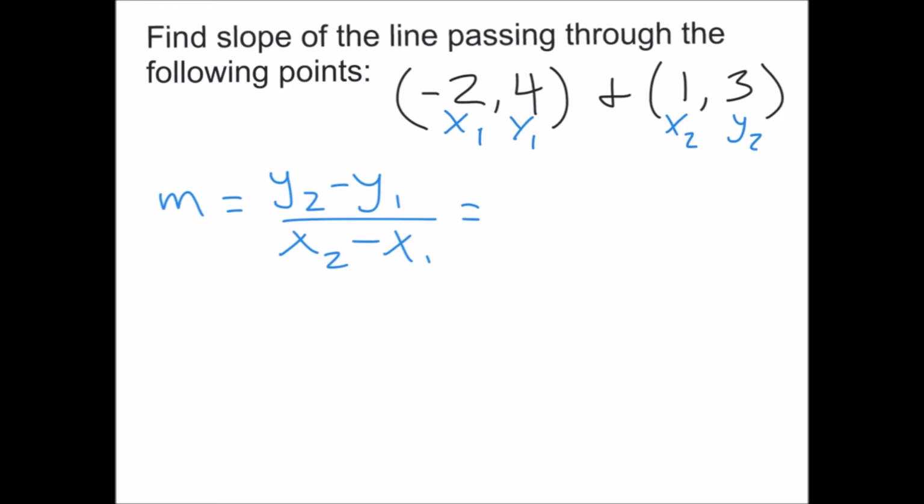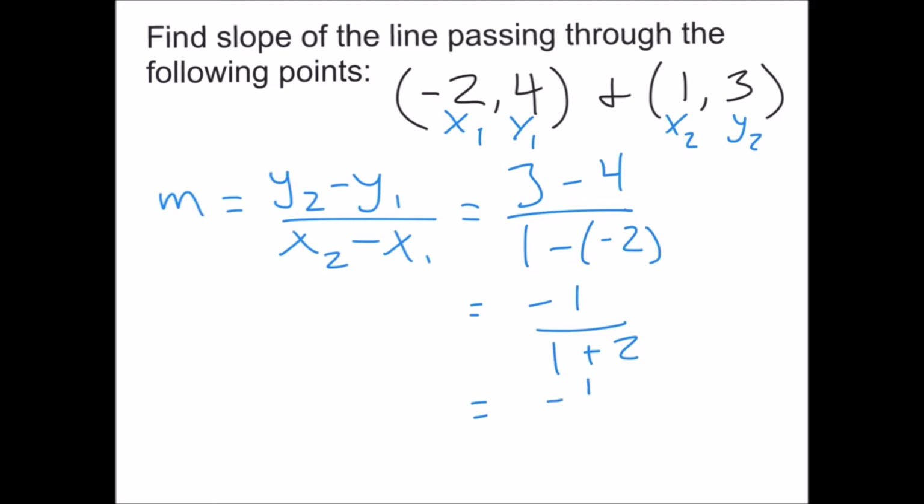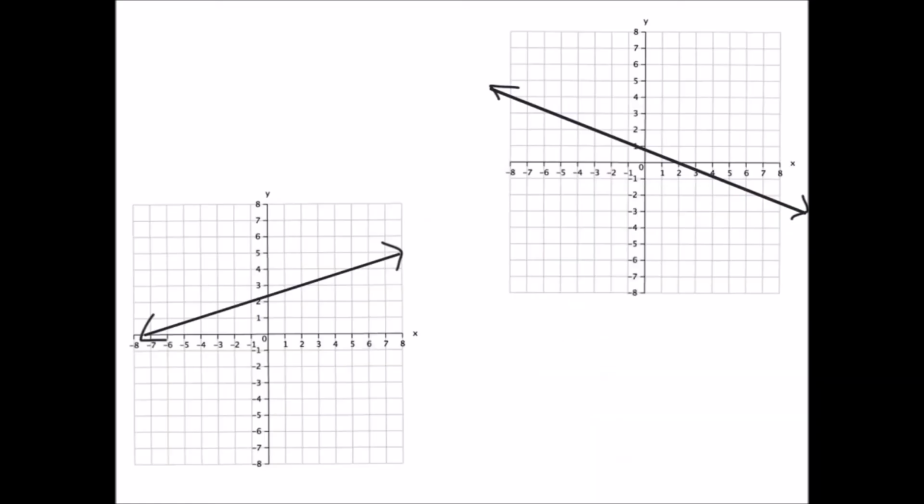So on top, y2 minus y1 will be 3 minus 4. On bottom, x2 minus x1 will be 1 minus negative 2. Be careful about minusing the negative there. 3 minus 4 is negative 1. 1 minus negative 2 is actually 1 plus 2. So we get negative 1 over 3. That is the slope of the line that passes through these 2 points.